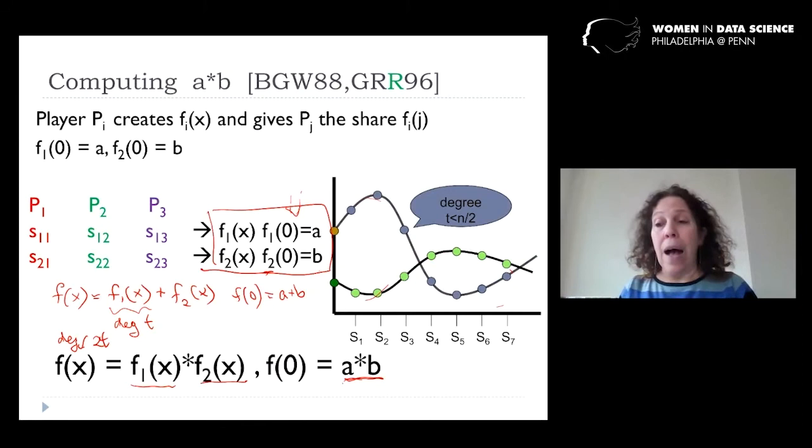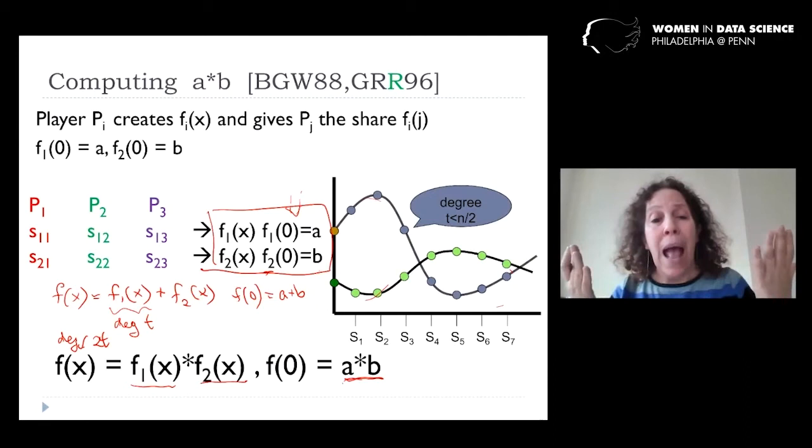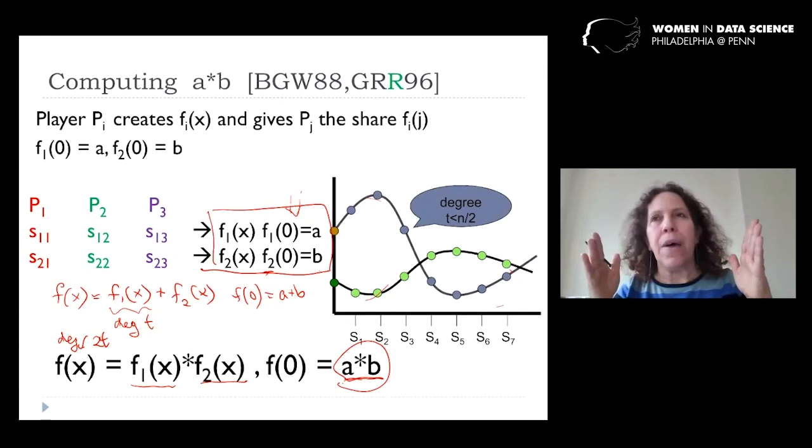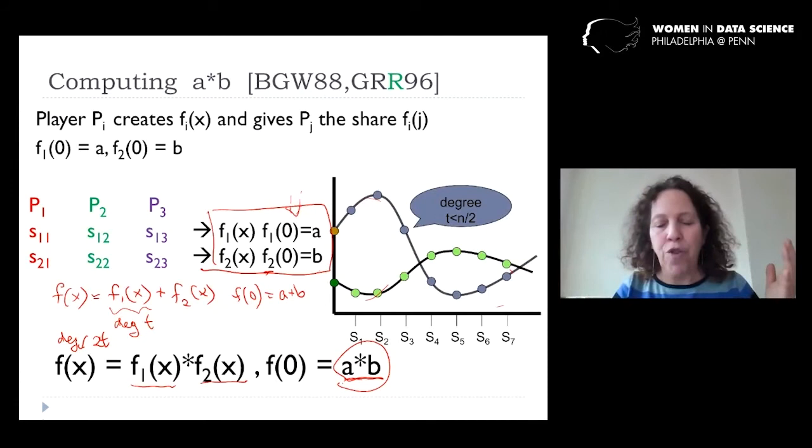It's a special protocol that enables you to multiply the polynomials and come back to a situation where you have a polynomial of degree t whose constant term is a times b. So these are the techniques really that enable us to do this multi-party computation and to compute any function, and by this to provide privacy.